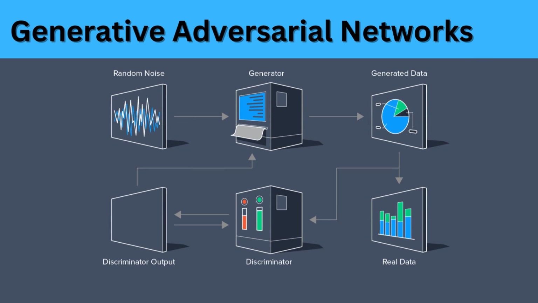Generative adversarial networks, or GANs, are a type of machine learning model that are used to generate new data that is similar to a given dataset. GANs are made up of two different models, a generator and a discriminator. The generator is responsible for creating new data that is similar to the input data, while the discriminator is responsible for determining whether the input data is real or generated.